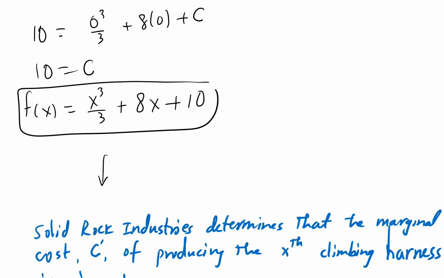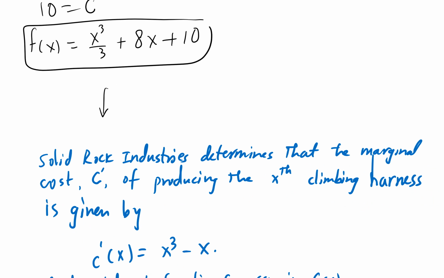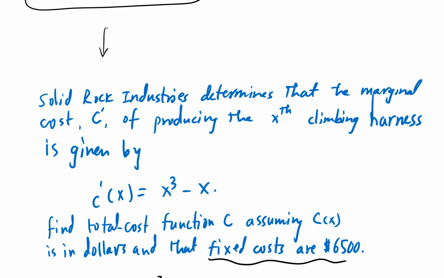Next example here, it's more of a business example. Solid Rock Industries determines that the marginal cost C prime of producing x climbing harnesses is given by C prime of x equals x cubed minus x. They want us to find the total cost function C, assuming C of x is in dollars and the fixed costs are $6,500.